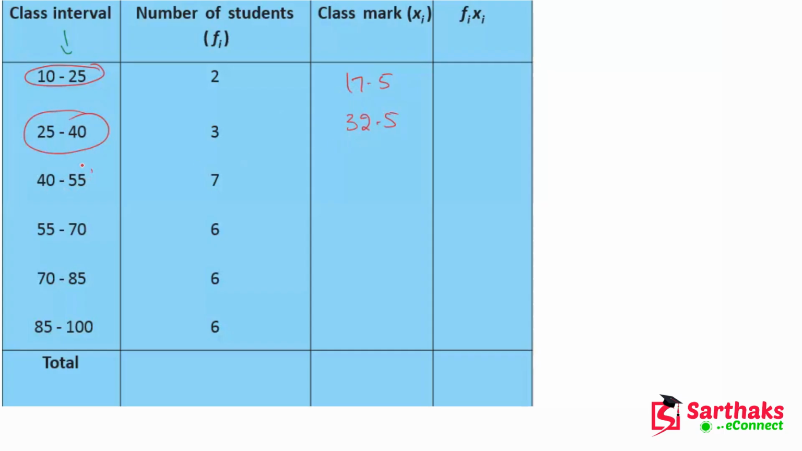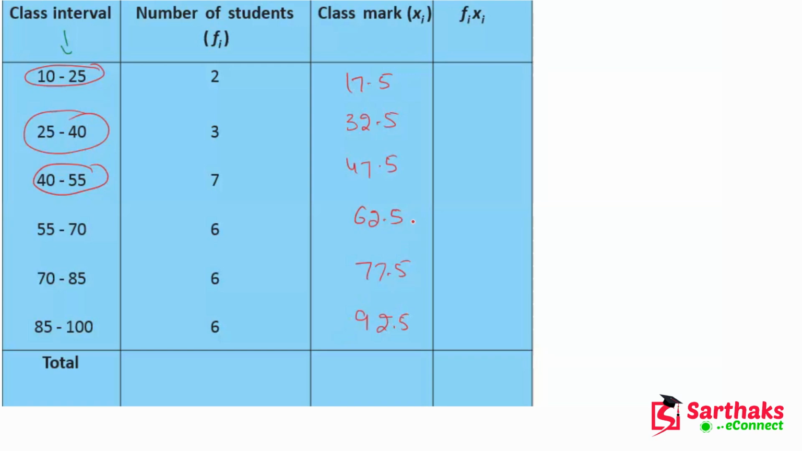Okay, and if we find the midpoint of this interval, we get 47.5. Similarly, here is 62.5, here is 77.5, and this will become 92.5. Okay, my dear friend.